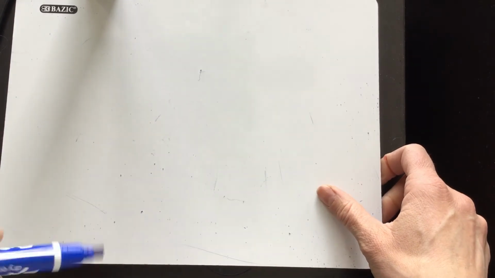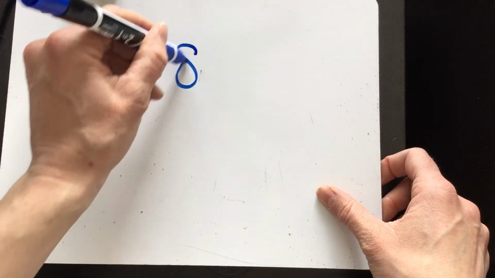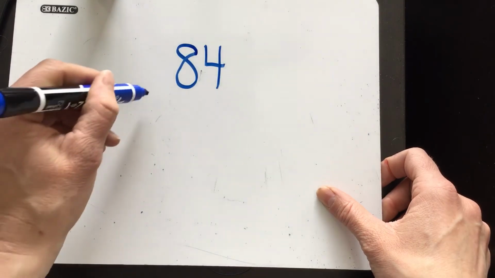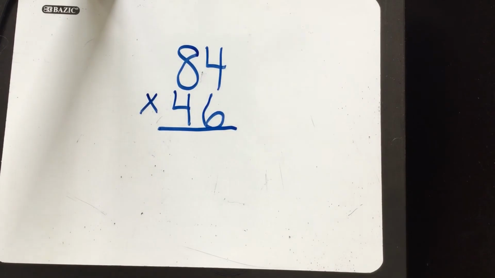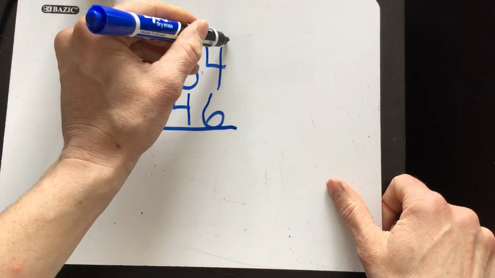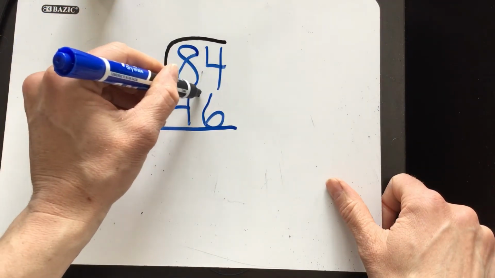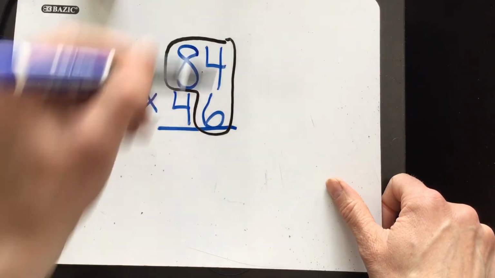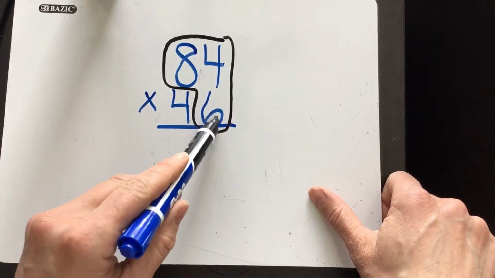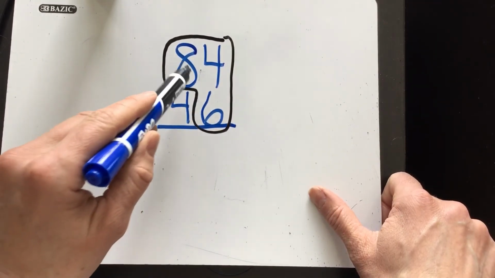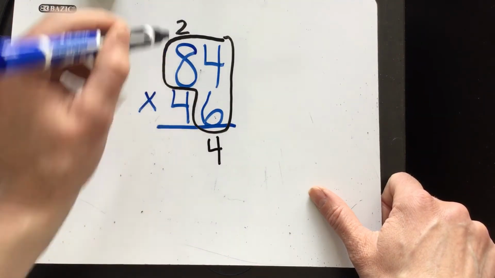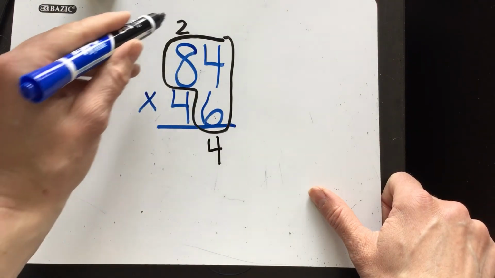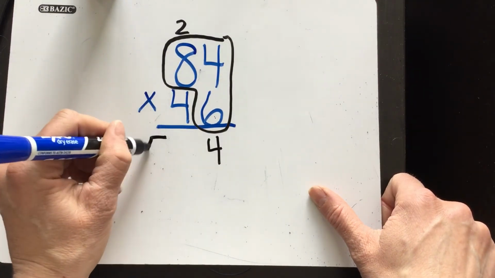The next two numbers I'm going to work with are 84 multiplied by 46. So my two 2-digit numbers are 84 and 46. What I like to do is draw my turtle shape. There's my turtle head, so now I know I need to multiply 6 times 4 and then 6 times 8. 6 times 4 is 24. 6 times 8 is 48, plus the 2 is 50.